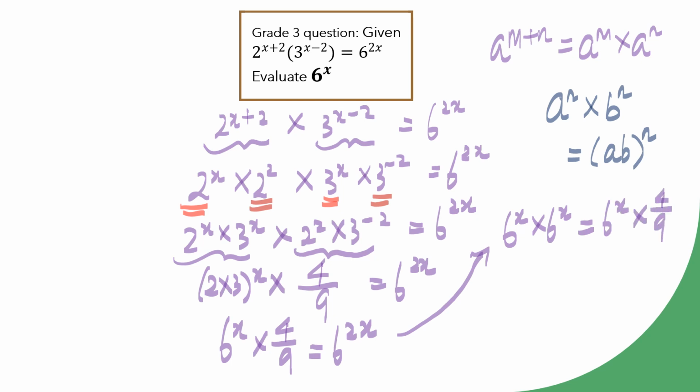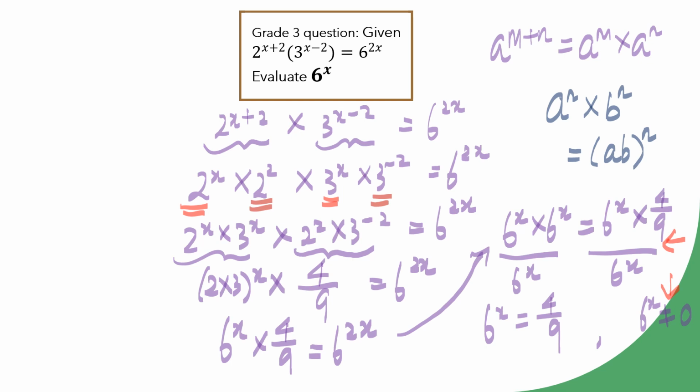So I can actually remove 6 to the power x on both sides. I can divide it. But if you want to divide it, then you will have to include a condition. The condition is that 6 to the power x cannot be equal to 0, because you can't divide something by 0, it gives you undefined. So if you want to apply something like this, you will need this condition. So from there, 6 to the power x will give you 4/9, with the added condition that 6 to the power x is not equal to 0.